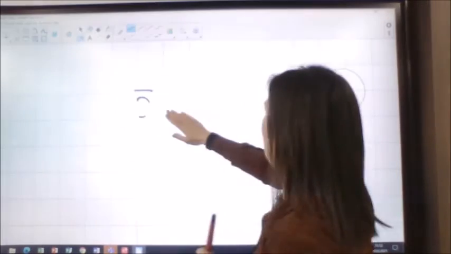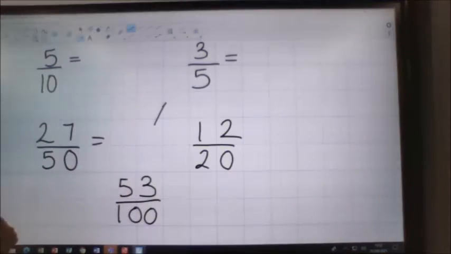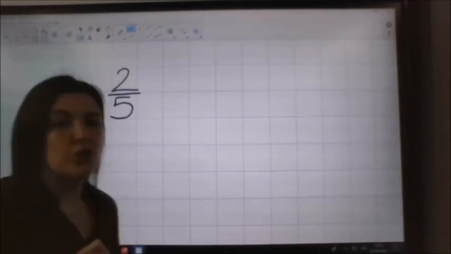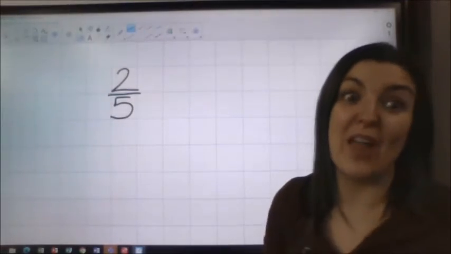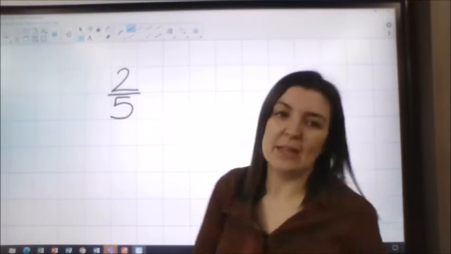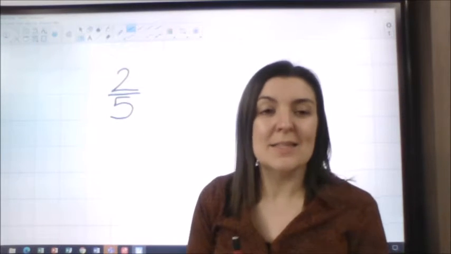Okay, so having a think about a couple of different ones then. You might see something like 2/5, or something in fifths. So that means I've got to try and make 5 into 100. So I've got to think, what would I multiply 5 by to get 100?